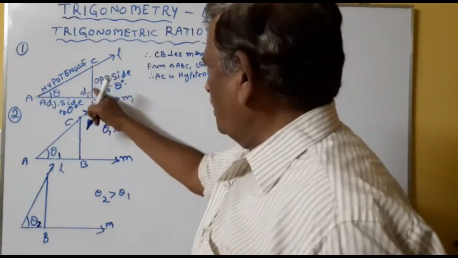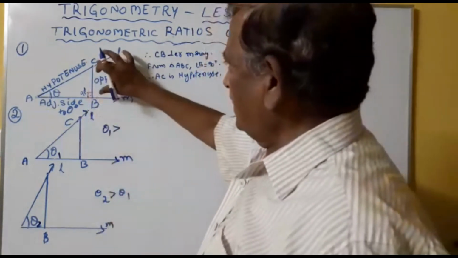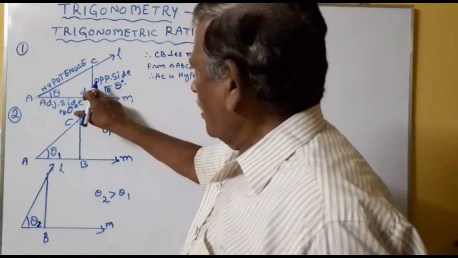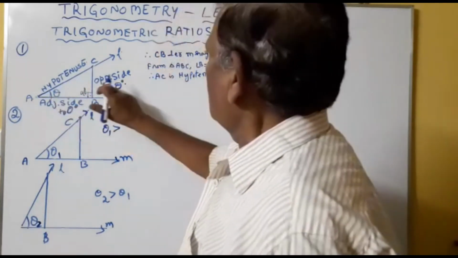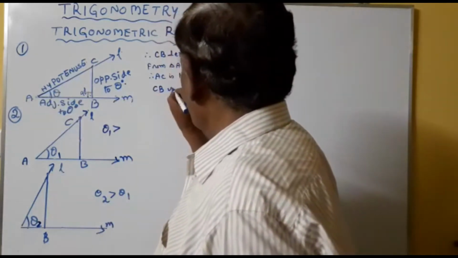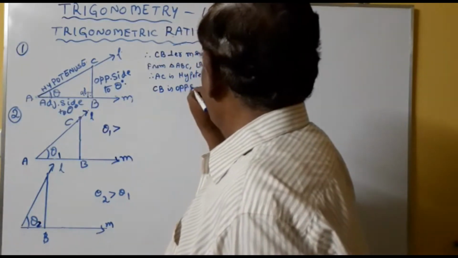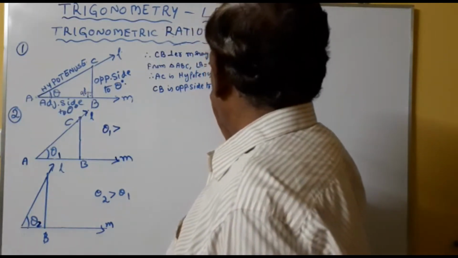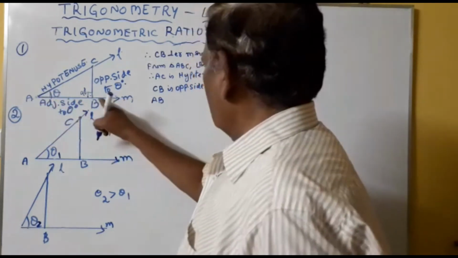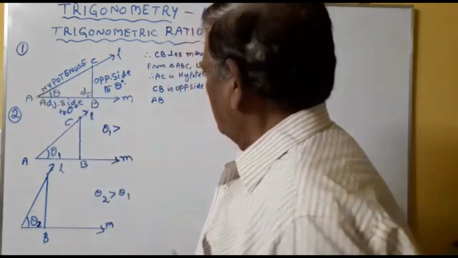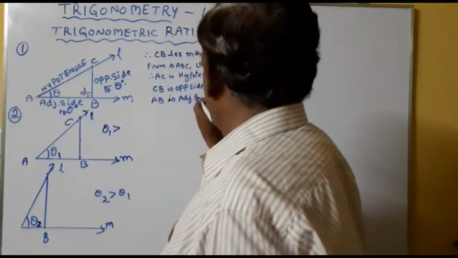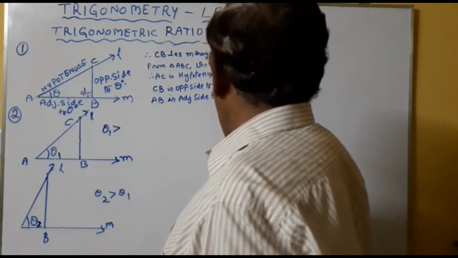CB is the perpendicular distance between C and B, or C to M ray. This perpendicular is opposite to theta degrees. Therefore, CB is opposite side to theta degrees. AB is the distance between the foot of the perpendicular and the vertex. That is, AB is adjacent side to theta degrees.